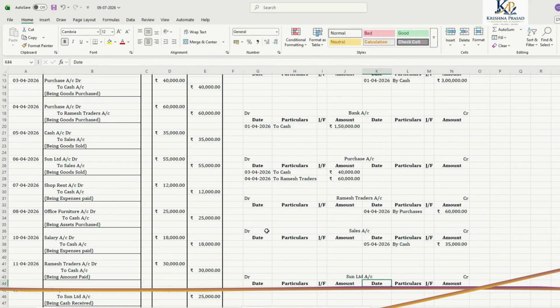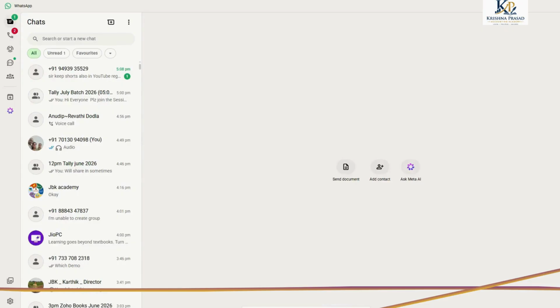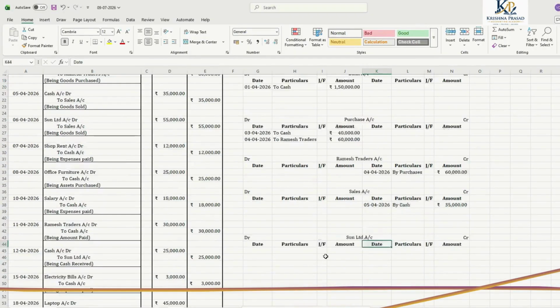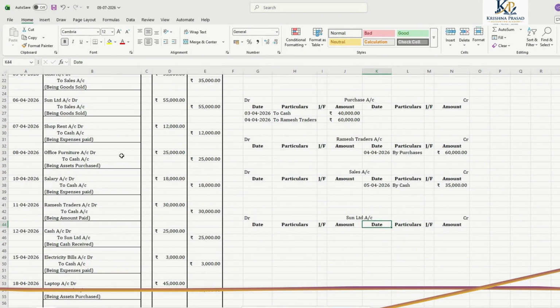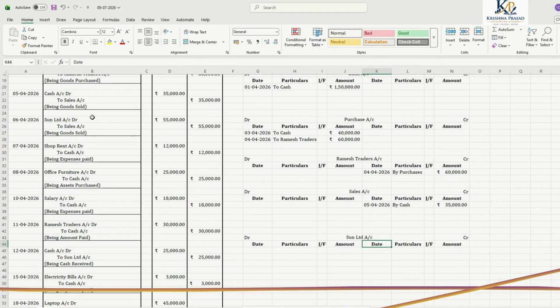So next we need to go for the creation of Sun Limited. Sun Limited is on the debit side, so we need to enter the opposite account on the debit side. What is an opposite account? To sales, 55,000. Next, in the sales account, it is the credit side.